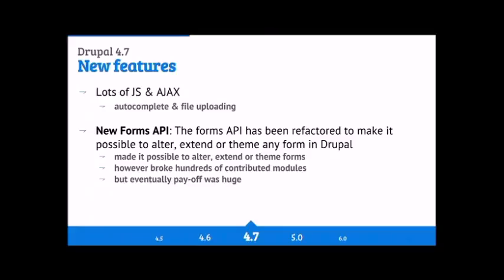However, this frustrated many users on Drupal.org because this new API broke hundreds of contributed modules, and it ended up being a real pain to update them, and people were late with their work. But eventually they saw that the payoff was huge because this new Forms API was much better and flexible. And this is the fourth key success point that I mentioned: the constant evolution and reinvention over backward compatibility.